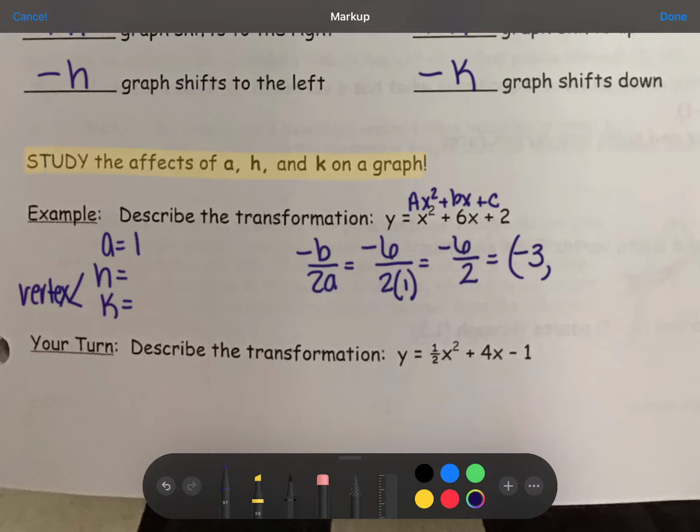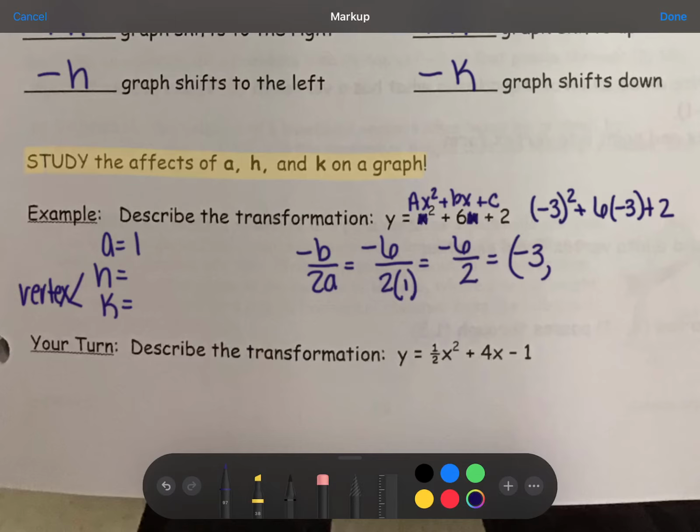Do you remember how to get the second part of the vertex? That's right, you're going to take this negative 3 and plug it into the x's in the equation. So I'm going to replace my x's with negative 3. Put parentheses around the number you are plugging in. It is so important. So now I am plugging in my negative 3.